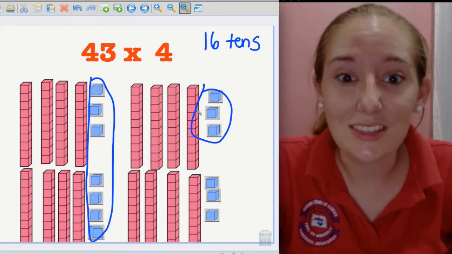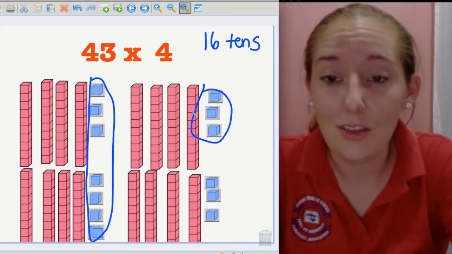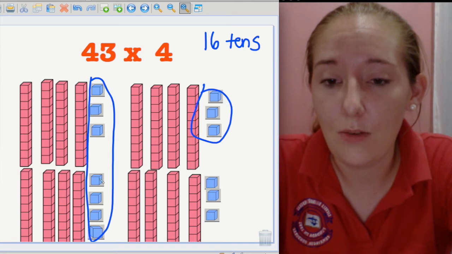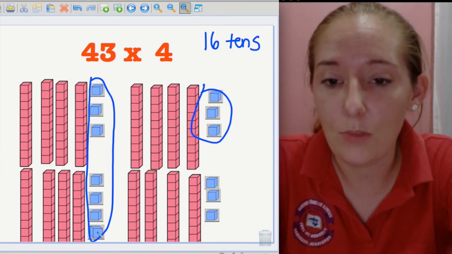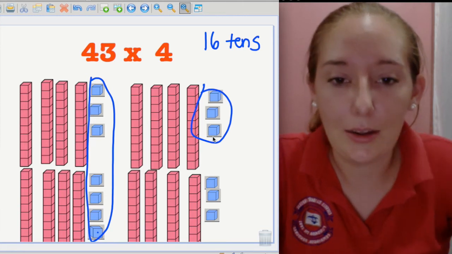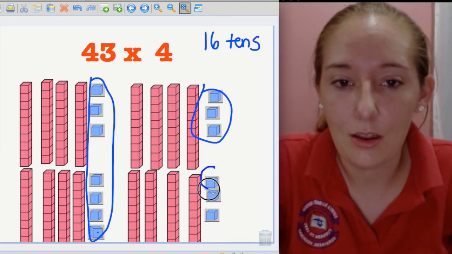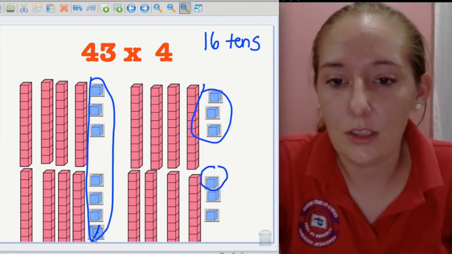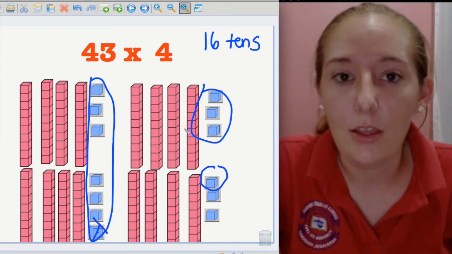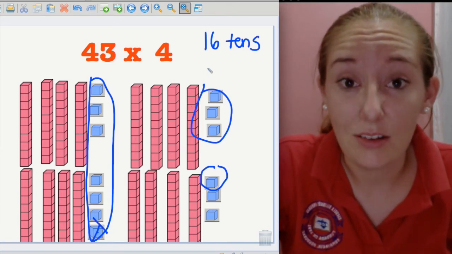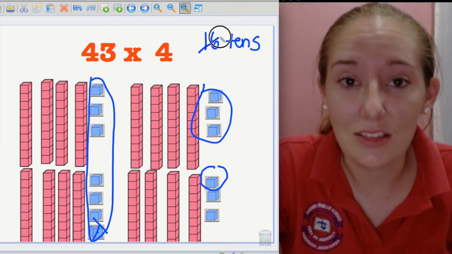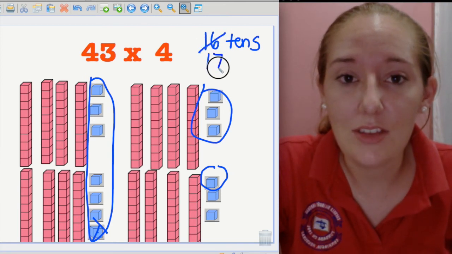That would give us 10 more, right? Look, 1, 2, 3, 4, 5, 6, 7. Oh, here's an extra one. That's a problem. 7, 8, 9. Here's 10. All right. That one doesn't count. That's an extra one. All right. That would give us another 10. All right. So it's not going to be 16 tens. It's going to be 17 tens.